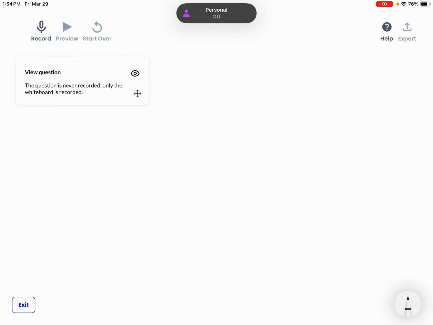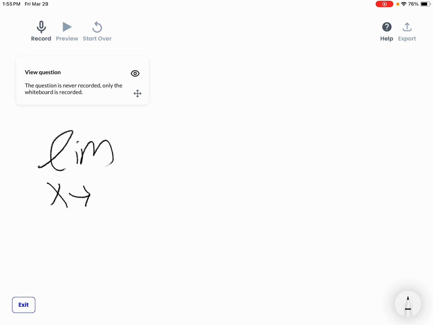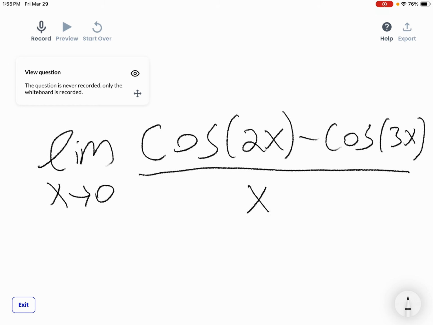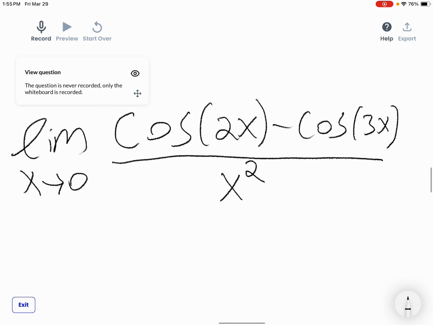Let's evaluate the limit as x approaches 0 of the cosine of 2x minus cosine of 3x, all divided by x squared. So what happens if we go ahead and put in 0 for x and try to just evaluate this directly? Well, we have cosine of 2 times 0, so we get cosine of 0.